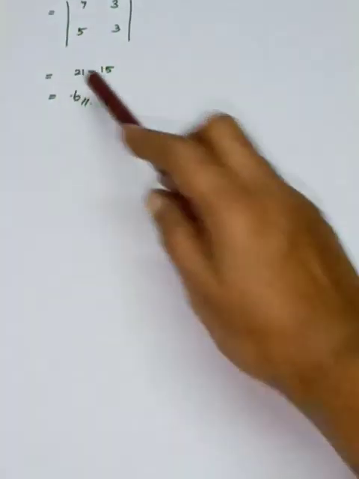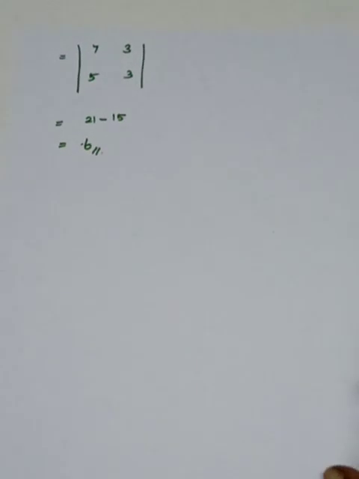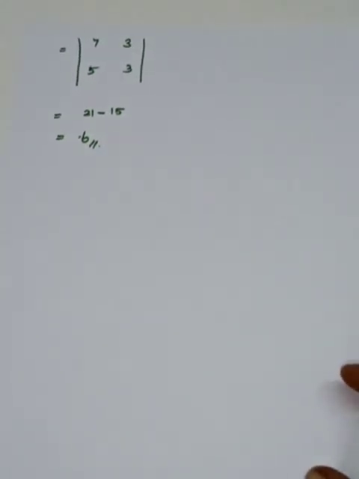So you have to find the value of the determinant. So if you cross multiply, 7 3s are 21 minus 15. 21 minus 15 is 6.